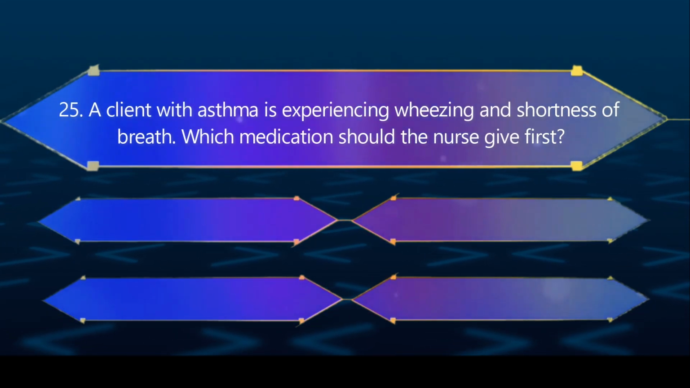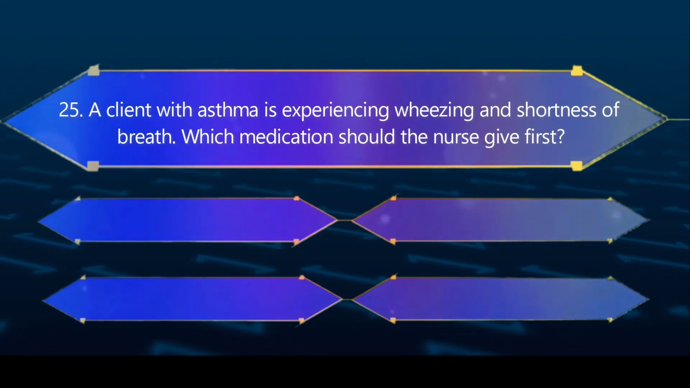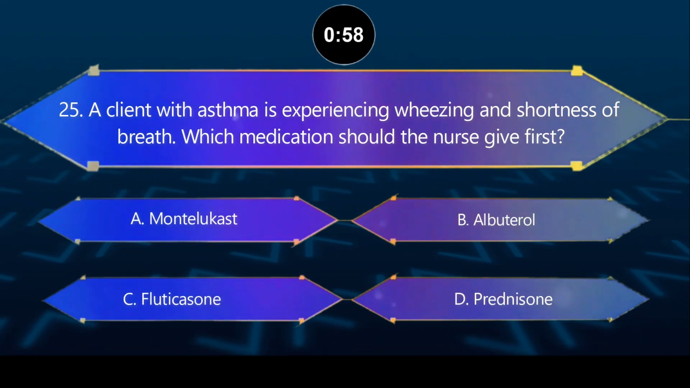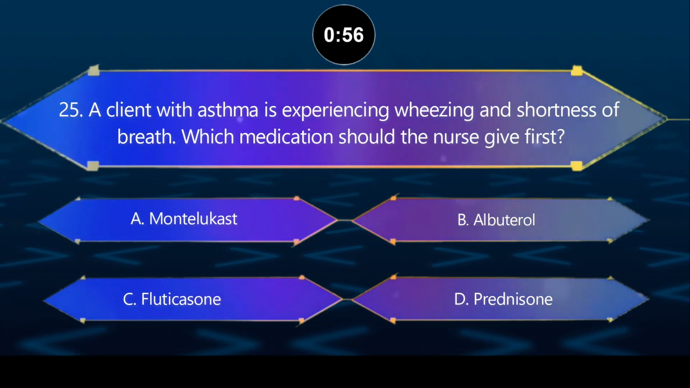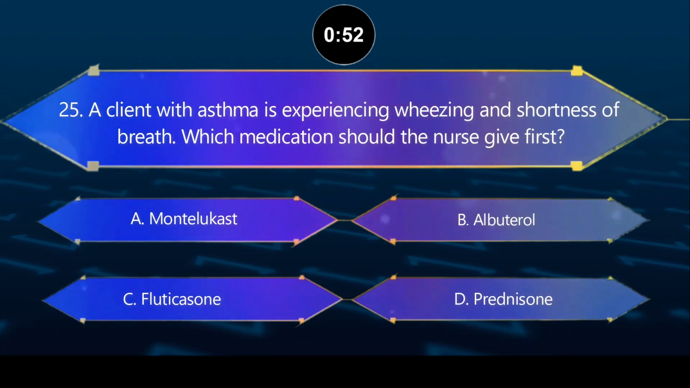25. A client with asthma is experiencing wheezing and shortness of breath. Which medication should the nurse give first? A. Montelukast. B. Albuterol. C. Fluticasone. D. Prednisone.